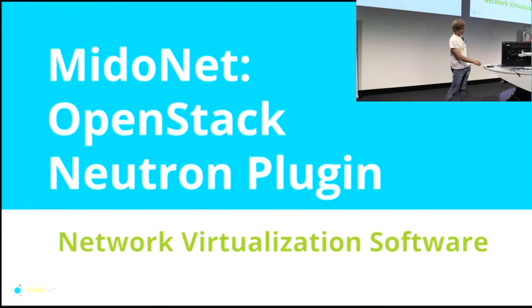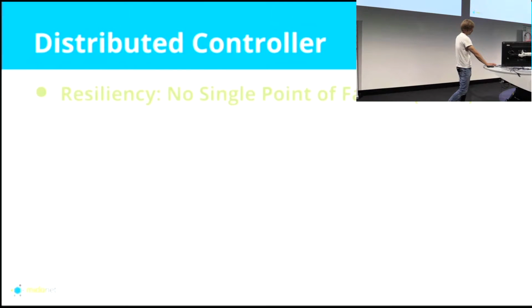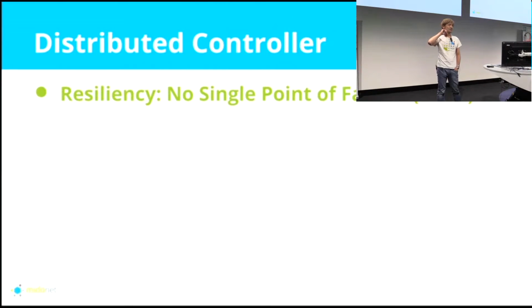On the other hand, MidoNet is also an OpenStack Neutron plugin. MidoNet is a network overlay solution. All we need is L3 connectivity in the underlying physical network. Then we build the virtual network as an overlay on top of the physical network. Unlike the Open vSwitch default Neutron plugin implementation, which is centralized, our model is distributed control.